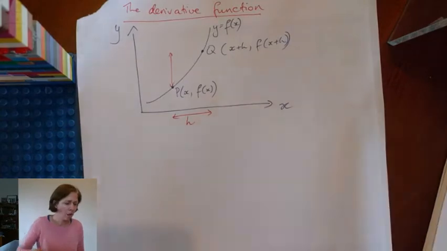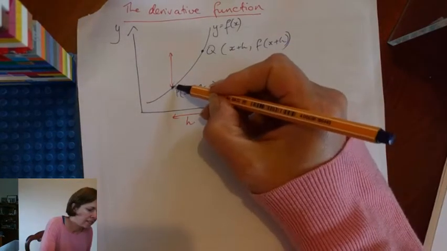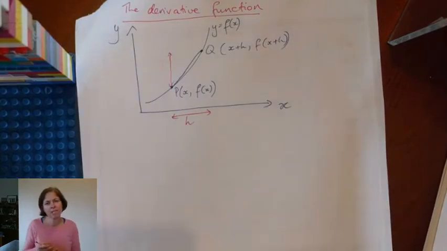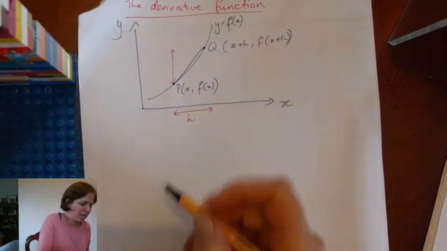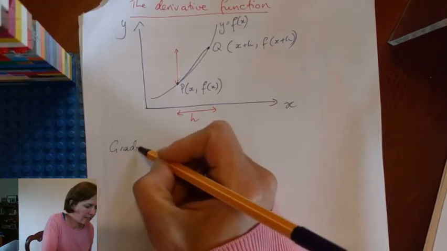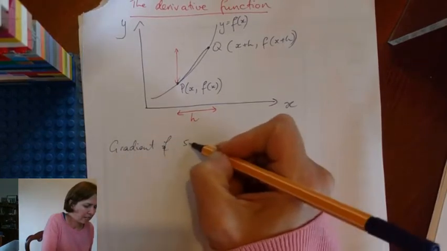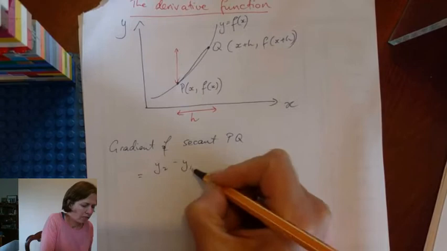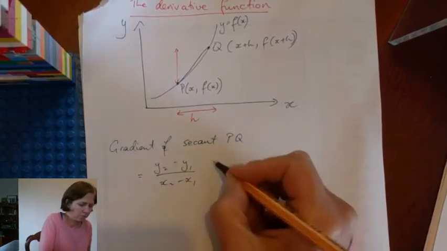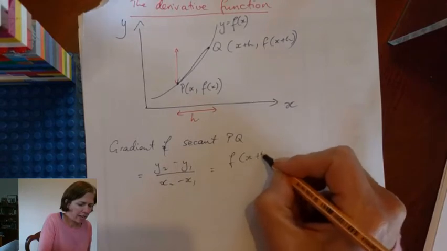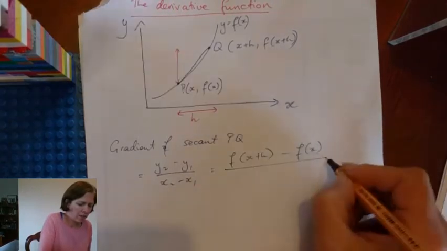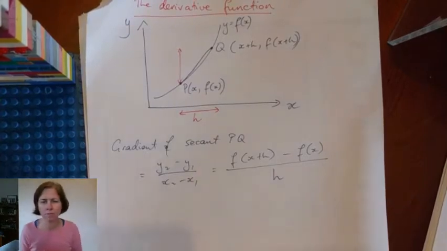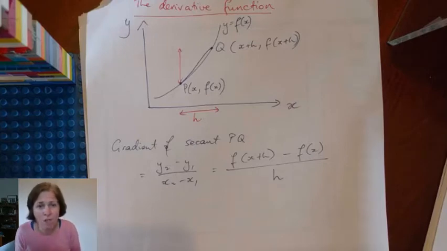So once again, I'm going to find this line, the secant PQ, that's meant to be a straight line. I'm looking for the secant PQ, and the gradient of the secant PQ is going to be y2 minus y1 over x2 minus x1, which gives me f of x plus h minus f of x over h, because that's my run. And that is basically the gradient of the line between two distinct points P and Q.